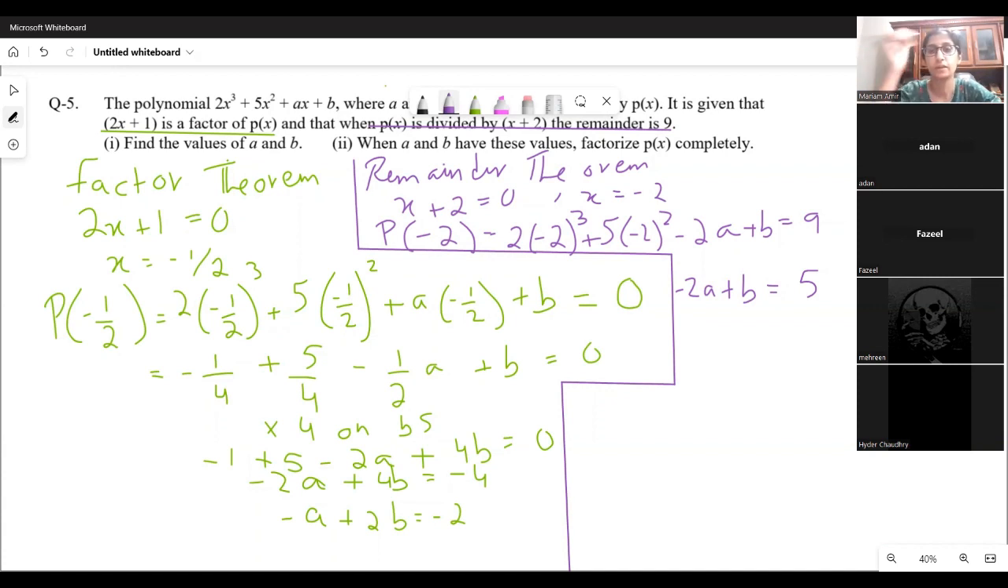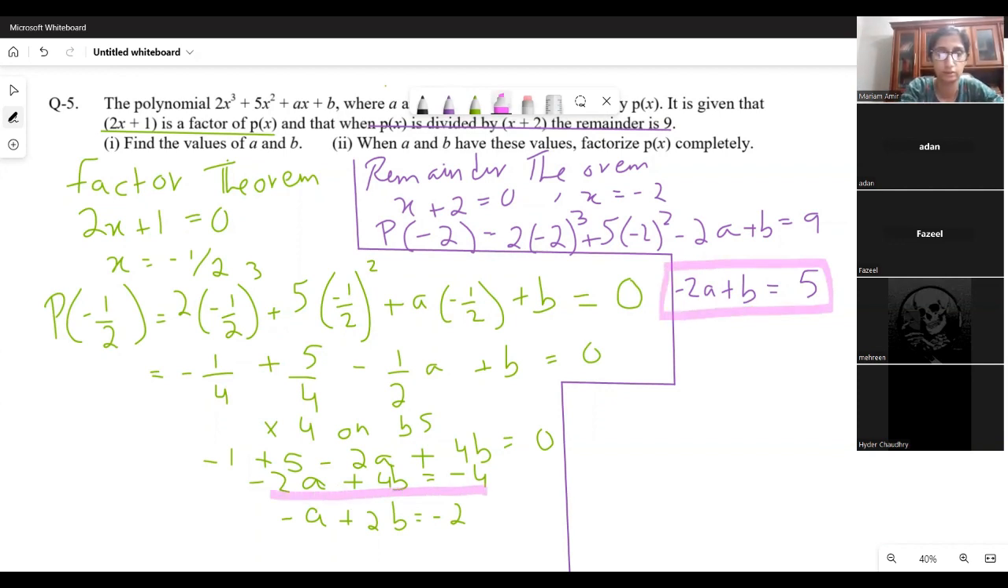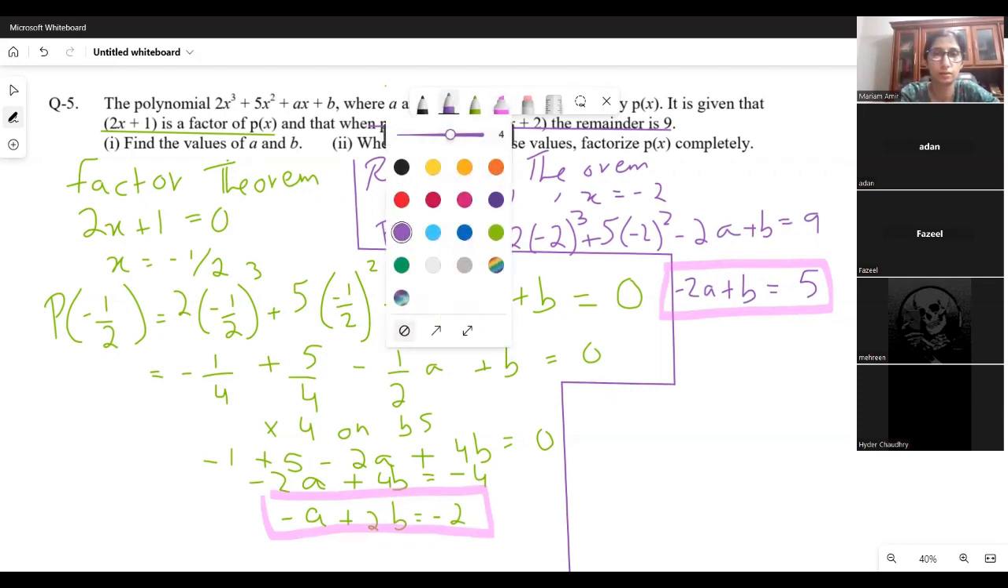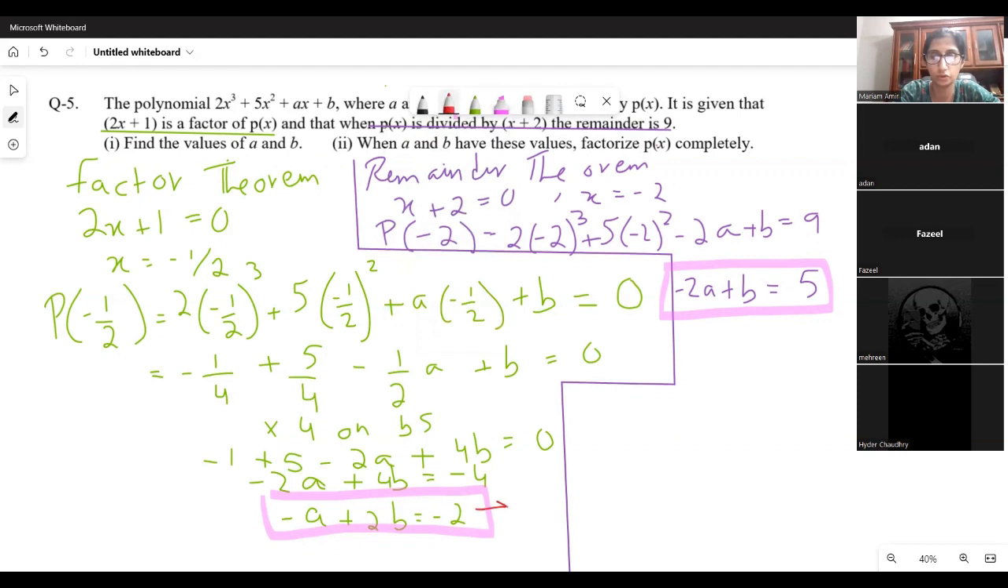So yeah. Now solve these two equations simultaneously and give me the value of a and b. This is equation 1 and this is equation 2. Solve these and tell me what a equals to and what b equals to.